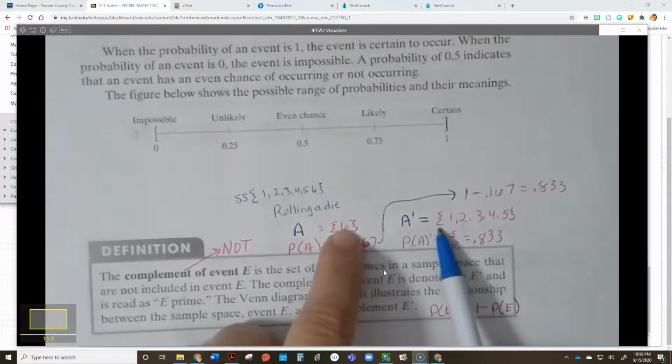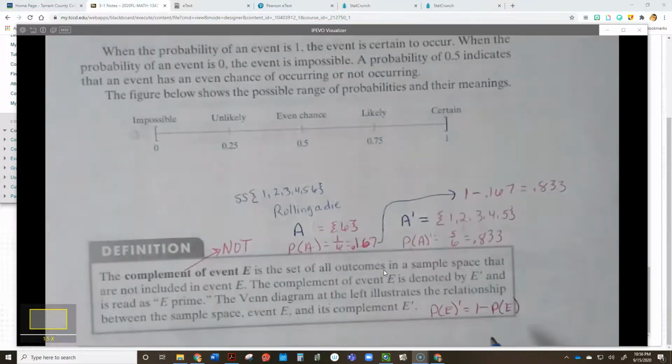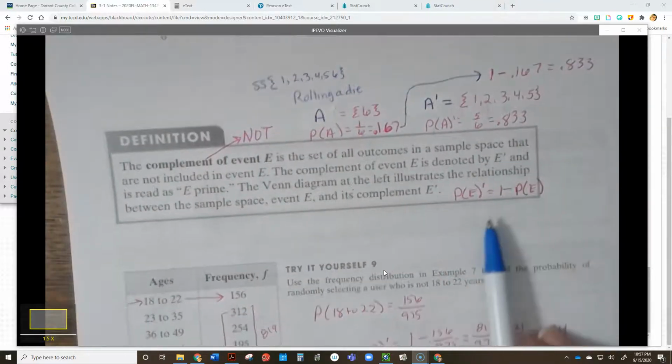Those two things together should always add up to 1, because it's all the possibilities. If A is rolling a 6 and A prime, the complement of A, is not rolling a 6, then when you put those two together, you should get everything that's in the sample space. So those two are always going to add together to give you a 1.